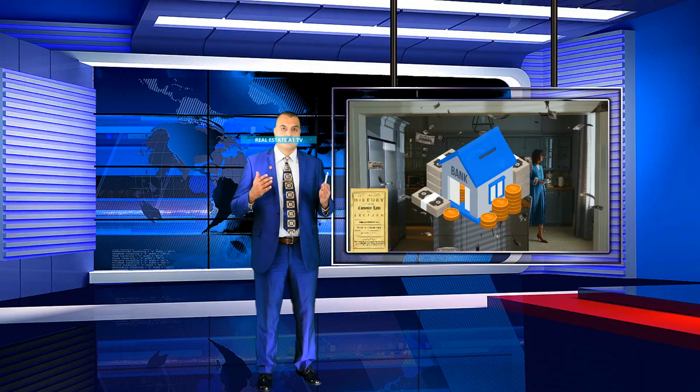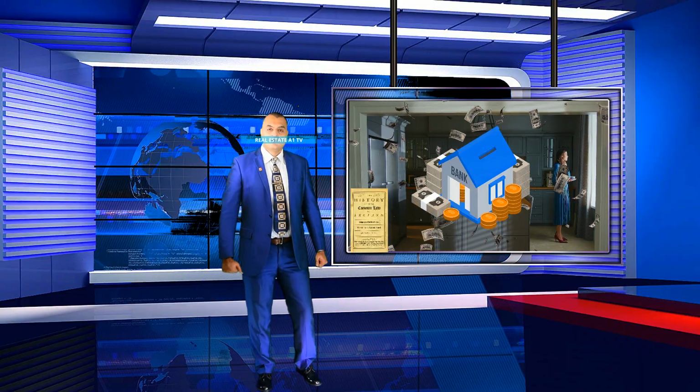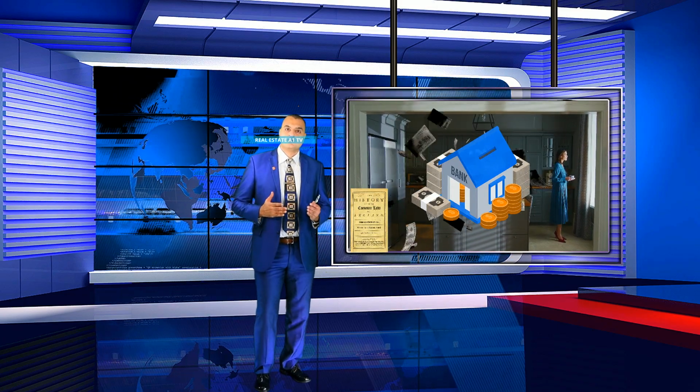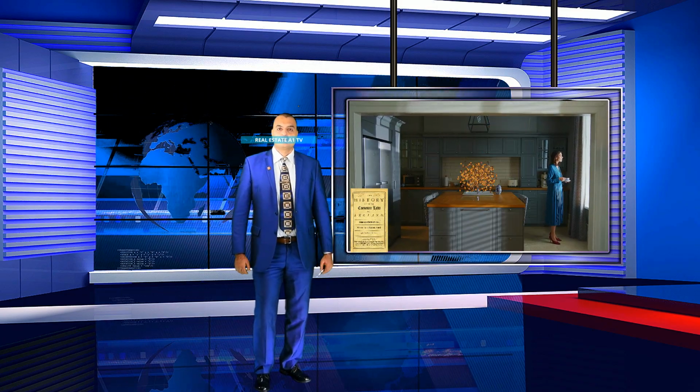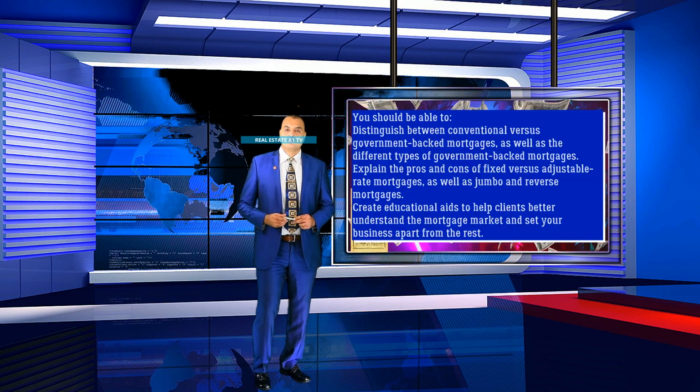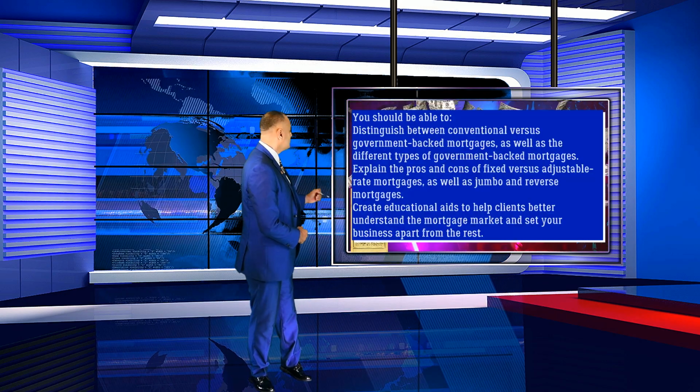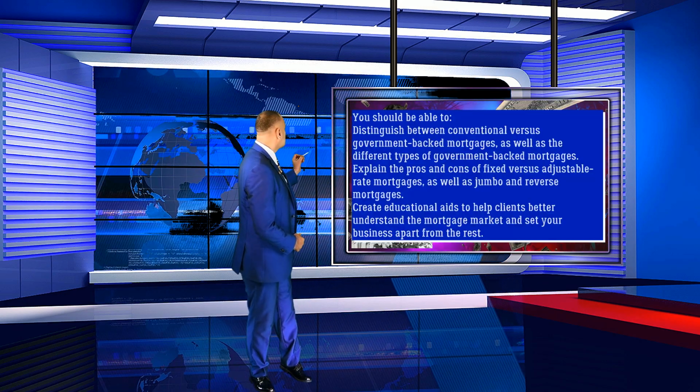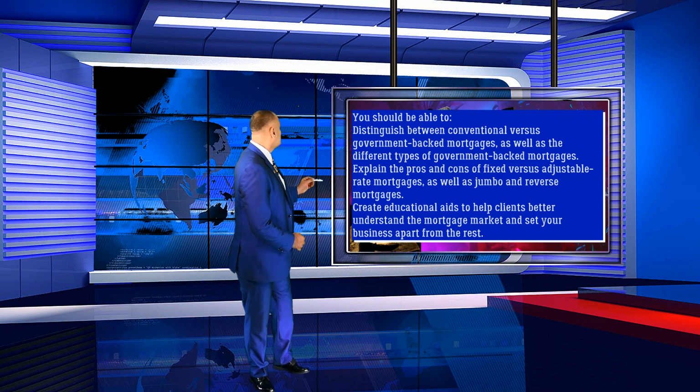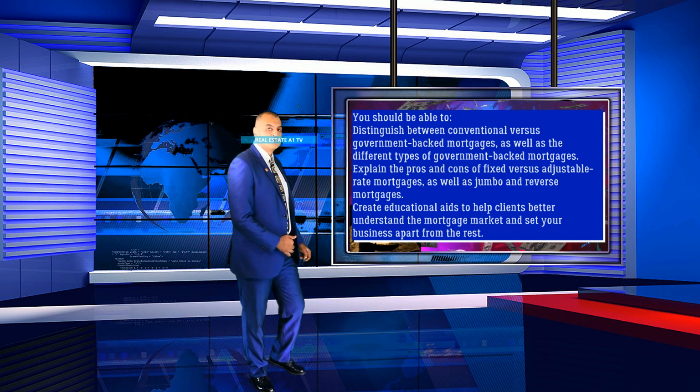You should be able to distinguish between conventional versus government-backed mortgages, as well as the different types of government-backed mortgages. Explain the pros and cons of fixed versus adjustable rate mortgages, as well as jumbo and reverse mortgages. Create educational aids to help clients better understand the mortgage market and set your business apart from the rest.